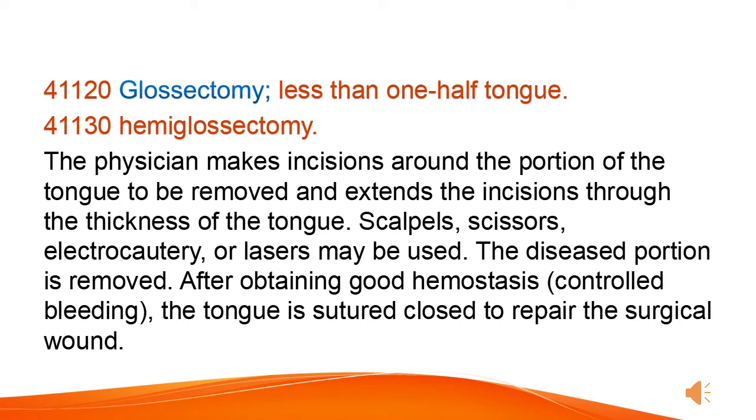Glossectomy, less than half tongue. Hemiglossectomy. The physician makes incisions around the portion of the tongue to be removed and extends the incisions through the thickness of the tongue. Scalpels, scissors, electrocautery, or lasers may be used. The diseased portion is removed. After obtaining good hemostasis, controlled bleeding, the tongue is sutured closed to repair the surgical wound.